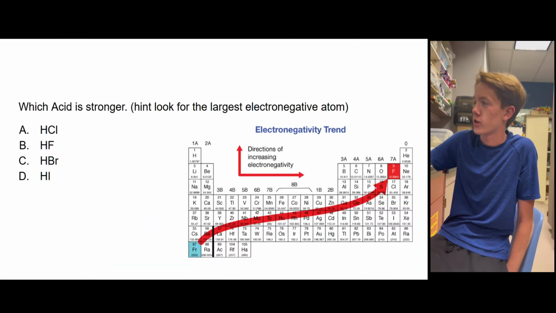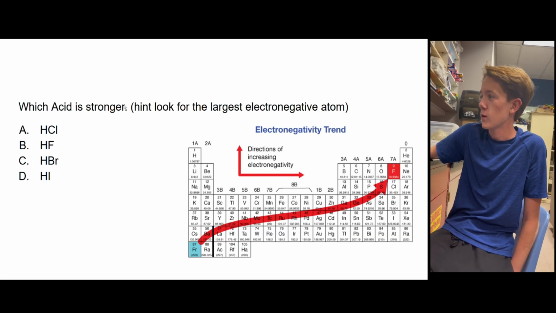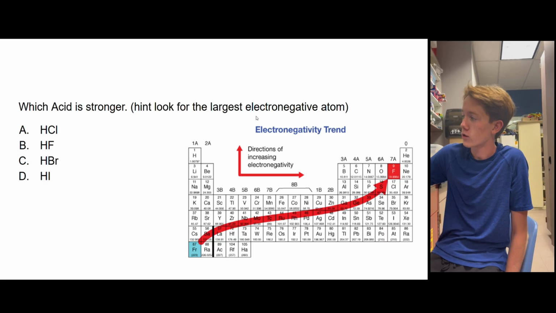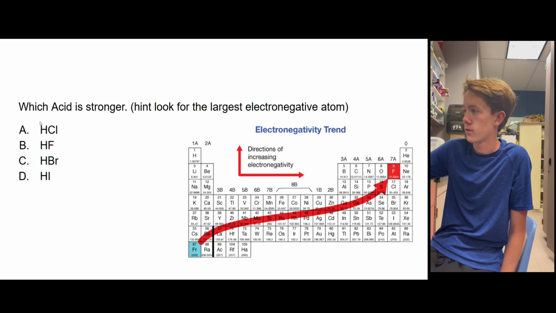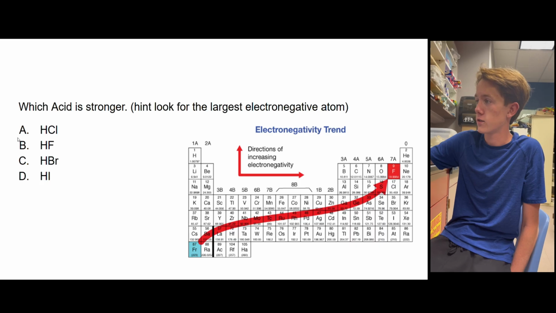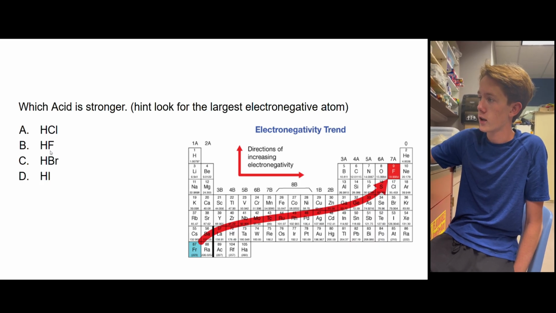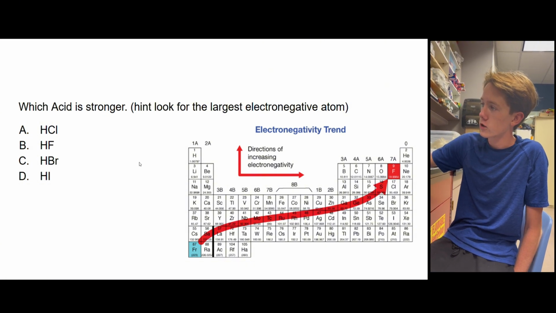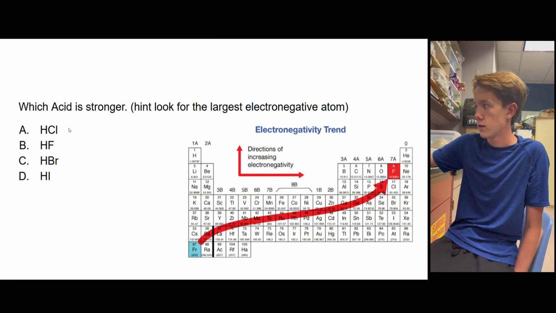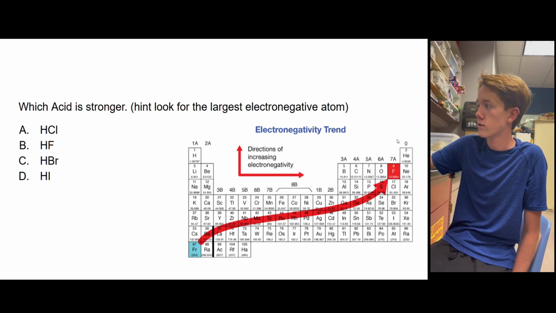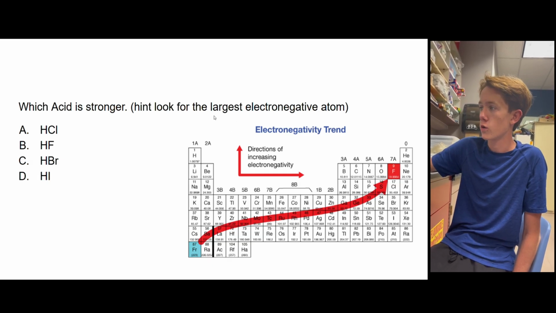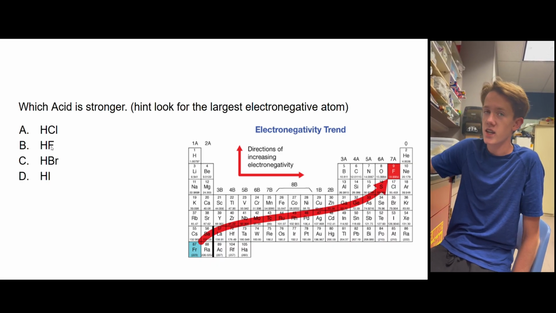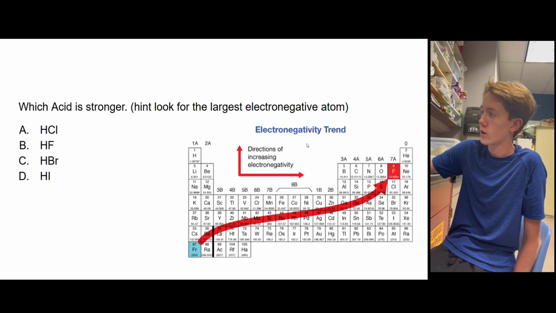The medium AP questions. Which acid is stronger? Hint: look for the largest electronegative atom. So we're given 4 acids right here. We got HCl, HF, HBr, and HI. All of these, or most of these, are strong acids. But we're looking for the most electronegative atom. So that leads us to either HCl or HF. You may think it's HF, but we're also looking for the largest.